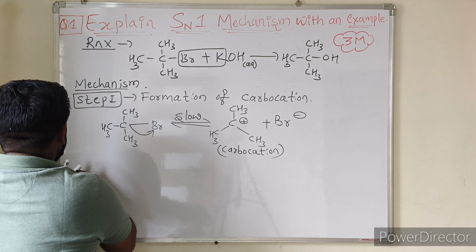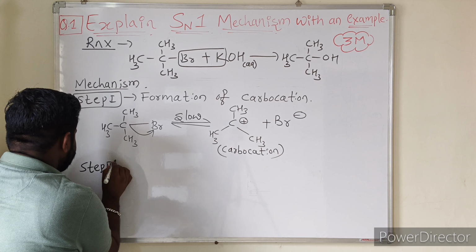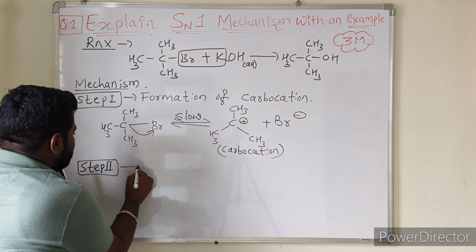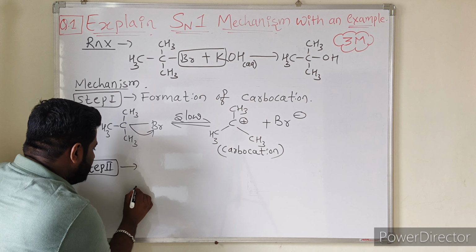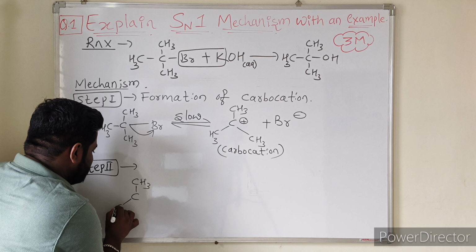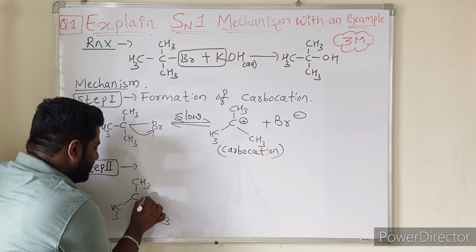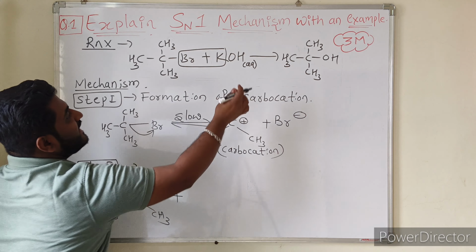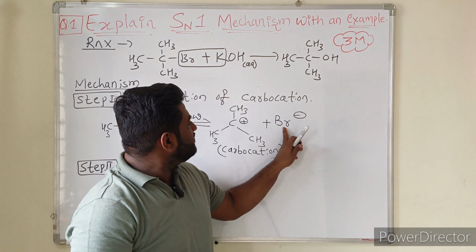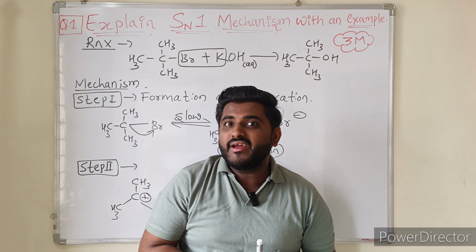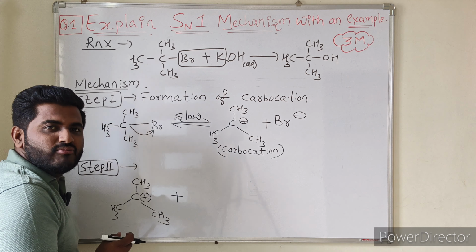Step number 2. Carefully observe here. In step number 2, what are you going to take? You take this carbocation again. What is the carbocation here? We have CH3, single bond, 3 times CH3, with a positive charge on carbon. Now what are you adding? This KOH is there, no? Out of KOH, K will react with Br minus and eliminate as KBr. What is remaining? OH minus is remaining. That OH minus is going to attack the carbocation.